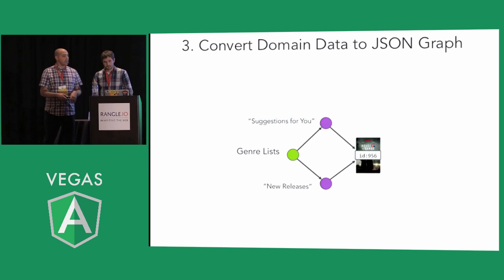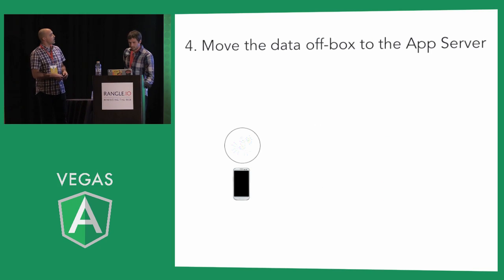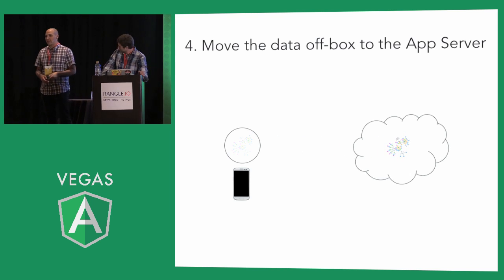So as I said, we've converted that domain data to JSON Graph. We're going to go to the next step, which is moving the data off box to the application server. I'll hand it back to Michael.